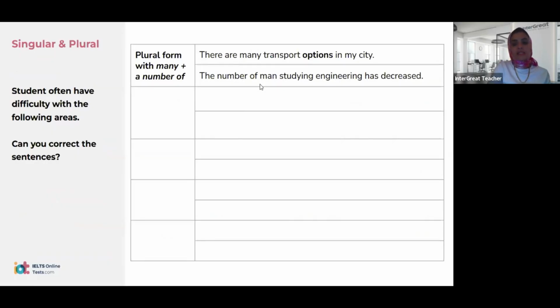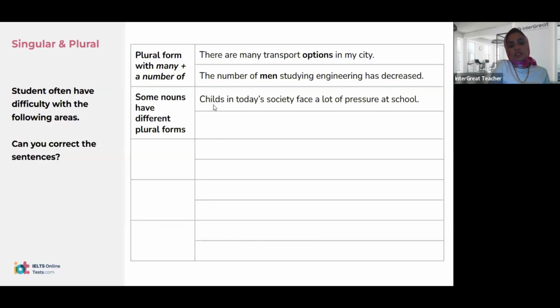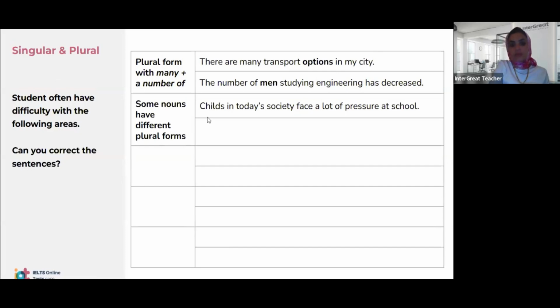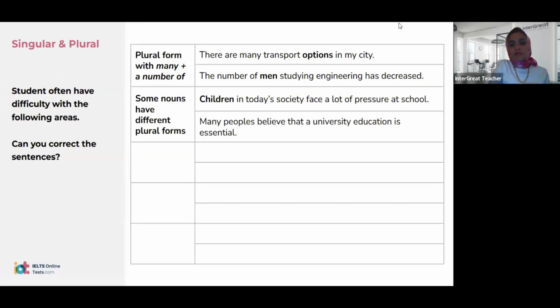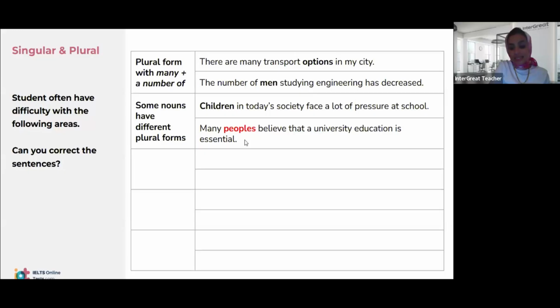The number of men studying engineering has decreased. Okay, I think this is very easy. Men, of course, not man. Some nouns have different plural forms, of course, like child. I know you guys might think this is too simple, but sometimes people make these mistakes. Child, of course, it's children, not childs. Many people believe that a university education is essential. People's. What do you think is wrong here? People, not people's, right? No S.